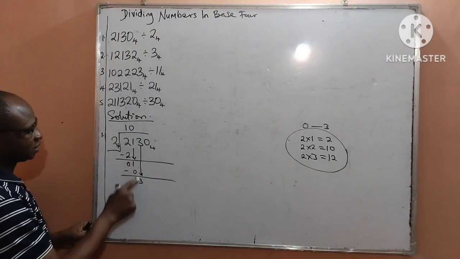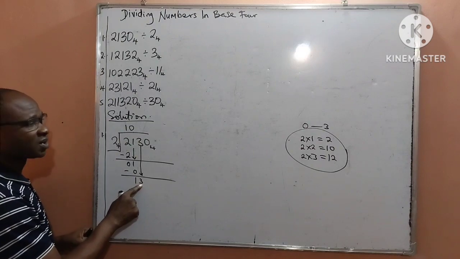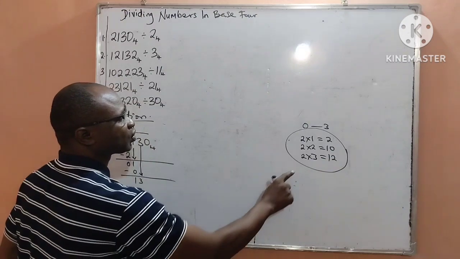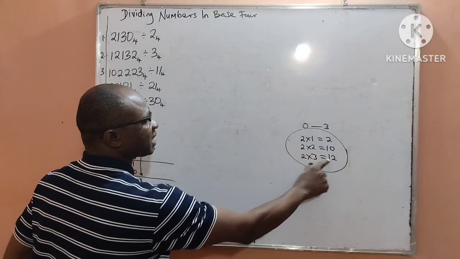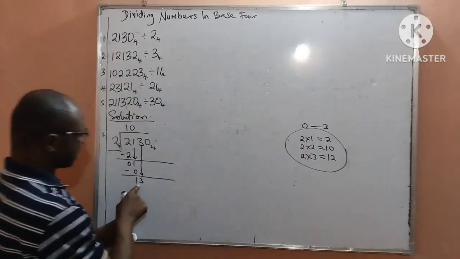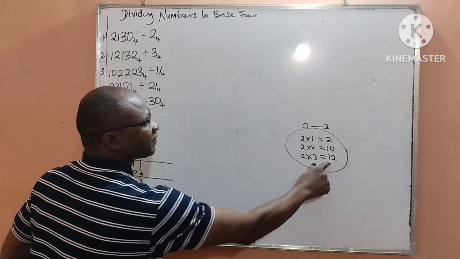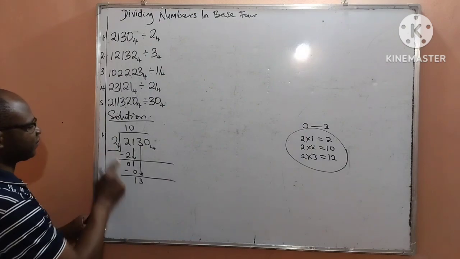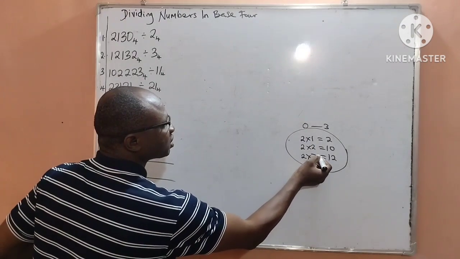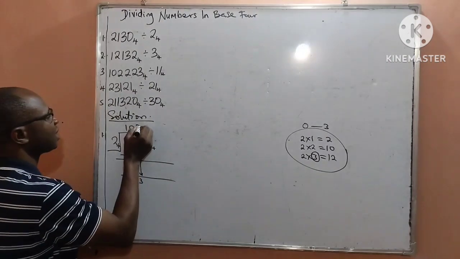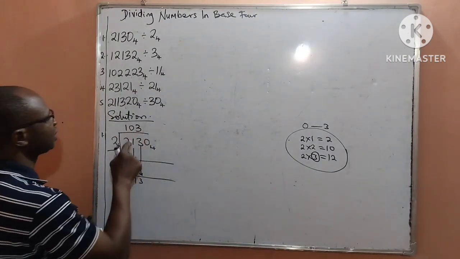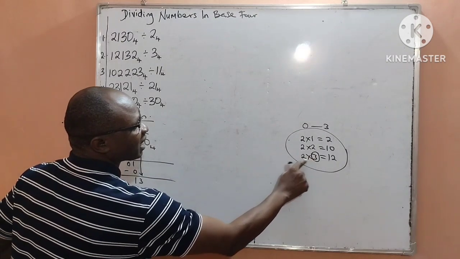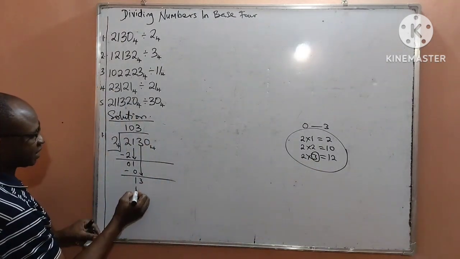Next, 2 divided into 13. From here, we got 12. So it is 2 multiplied by 3 that gave us 12. And 13 is bigger than 12. And 13 is the next number after 12. What that means is that 2 divided into 13 is going to give us 3. Okay? And what does that mean? It means that 3 multiplied by 2 will give us 12. So we have it as 12.